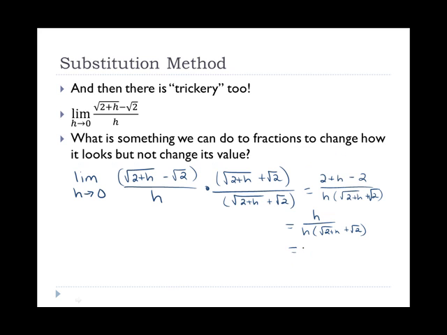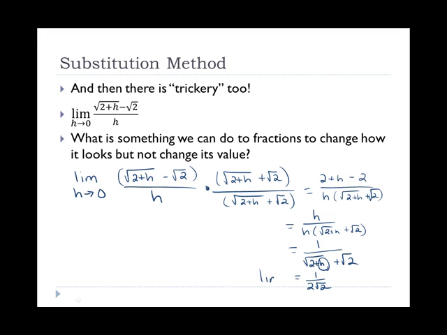The h's cancel. We're left with 1 over the square root of 2 plus h plus the square root of 2. Now I can plug in 0, and when I plug a 0 in right there for h, I get 1 over the square root of 2 plus square root of 2, which is 2 square roots of 2.